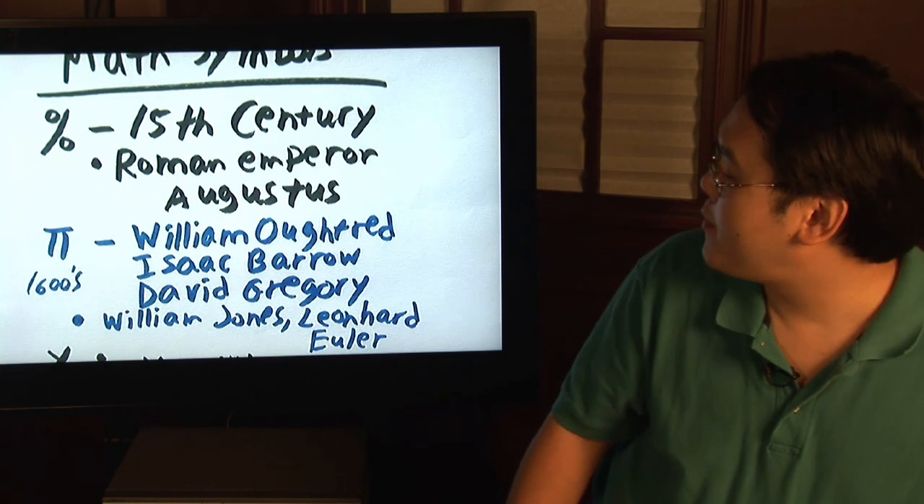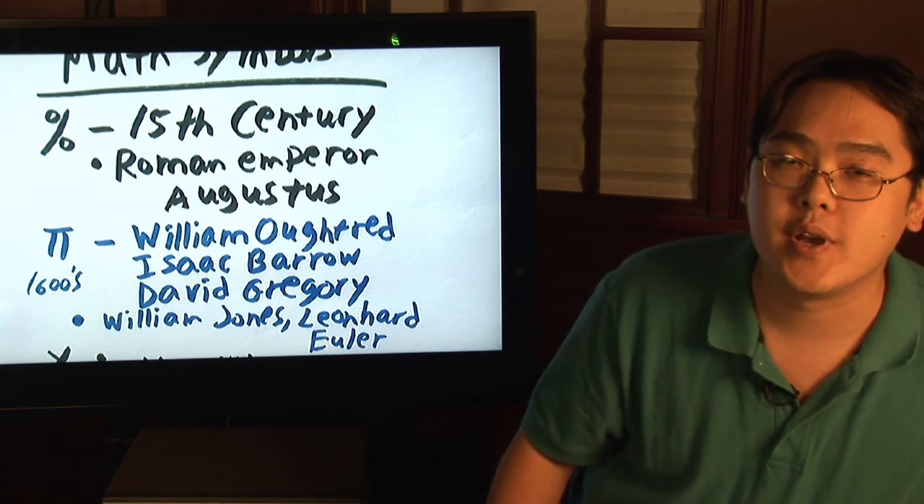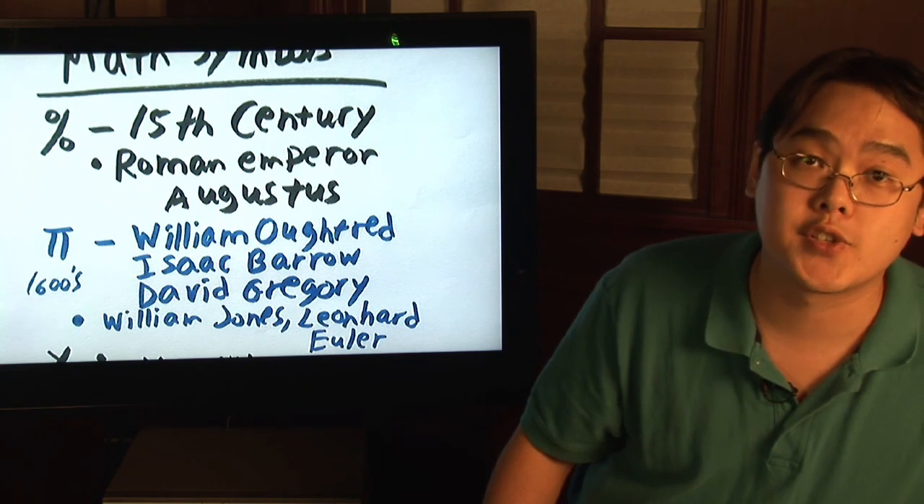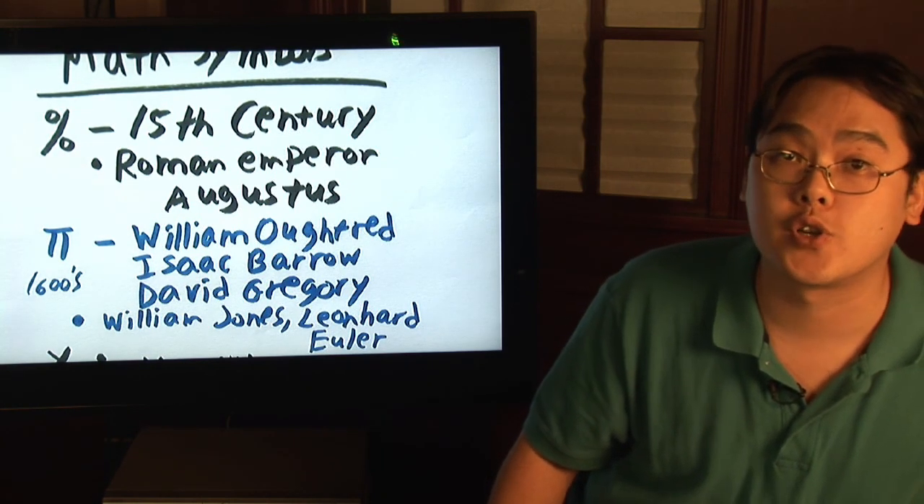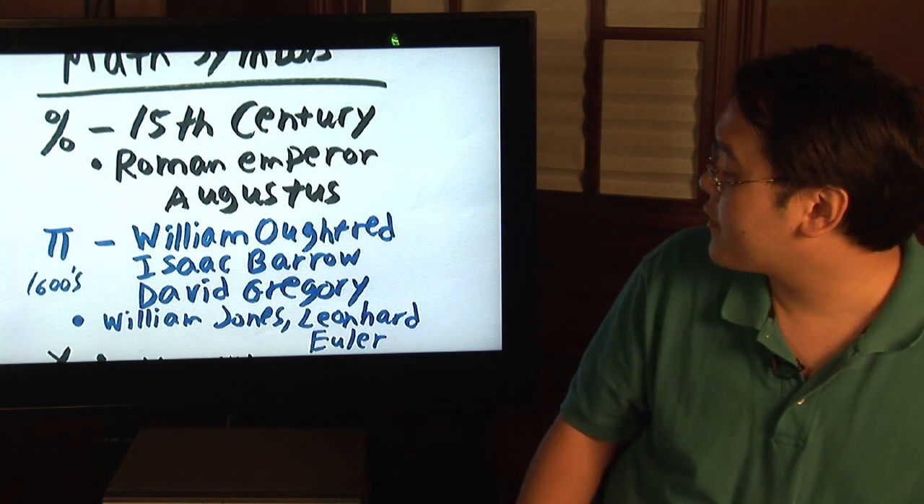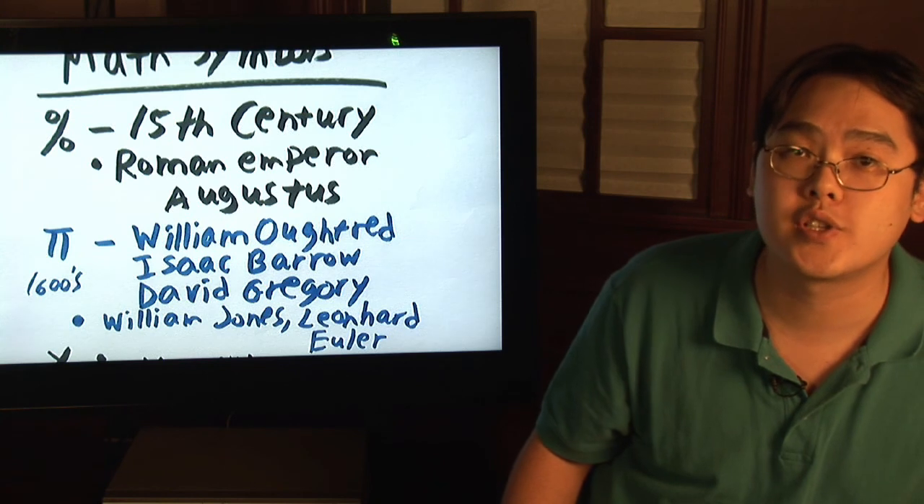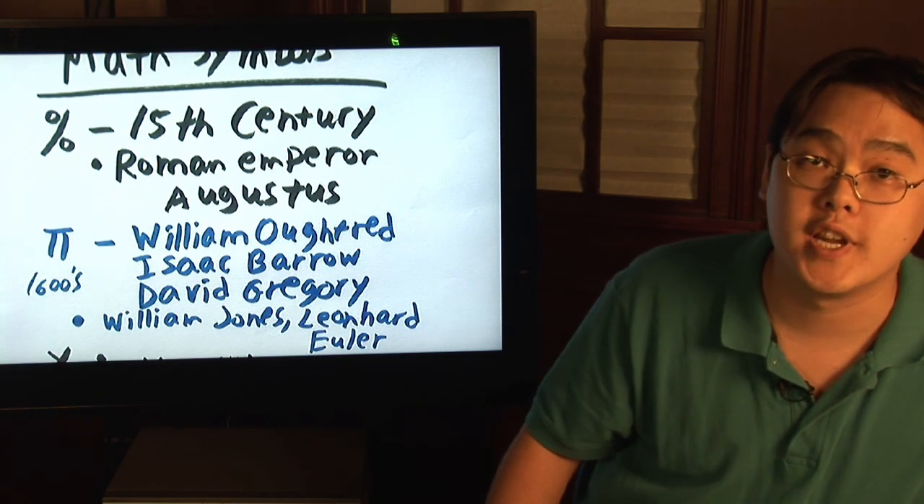Now, it was first developed by William Oughtred, Isaac Barrow, and David Gregory to indicate pi as the circumference of a circle, but it wasn't actually used to denote the ratio of a circle's circumference to the diameter until the early part of the 1700s by William Jones and Leonard Euler. So it has a history of about 400 years.